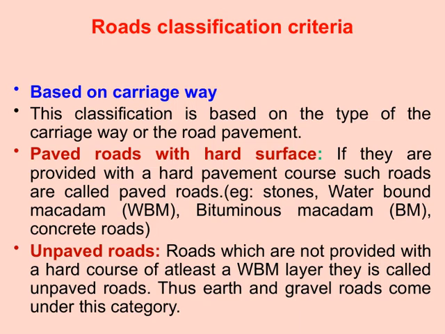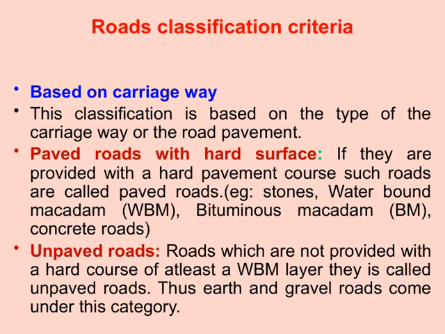Let's take a closer look at roads' classification criteria, starting with the basis of carriageway. This classification primarily depends on the type of the carriageway or the road pavement. Now, when we talk about paved roads with a hard surface, we're referring to roads that have a solid, durable pavement course. These are called paved roads, and they include examples like stones, water-bound macadam, or WBM, bituminous macadam roads, and concrete roads. These paved roads are designed to handle higher traffic loads and provide smoother travel conditions.